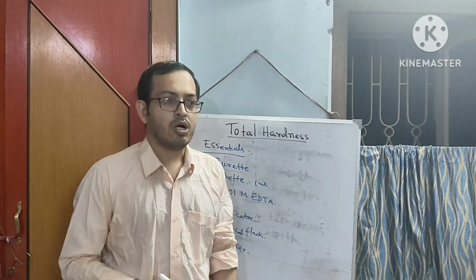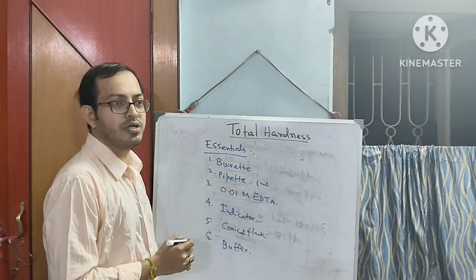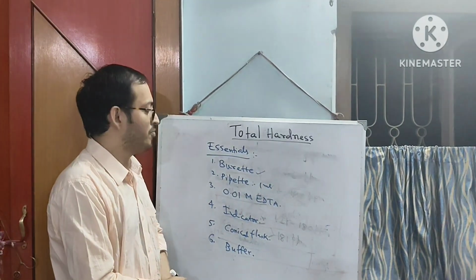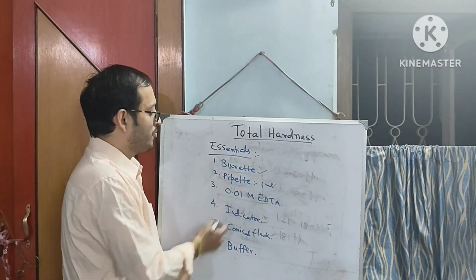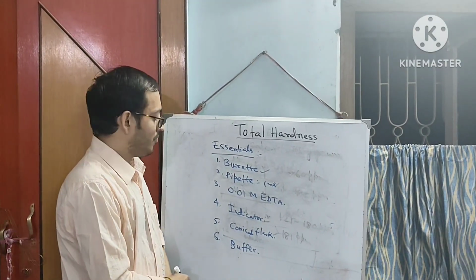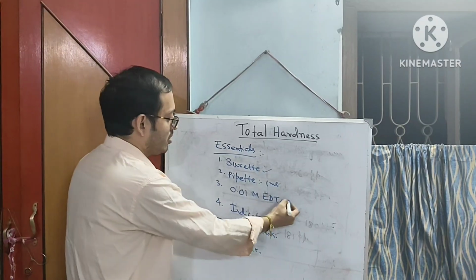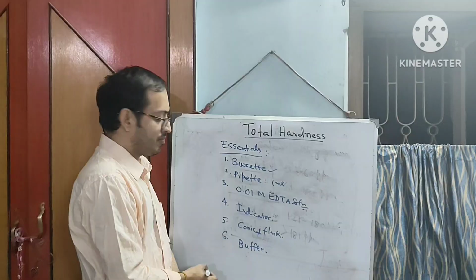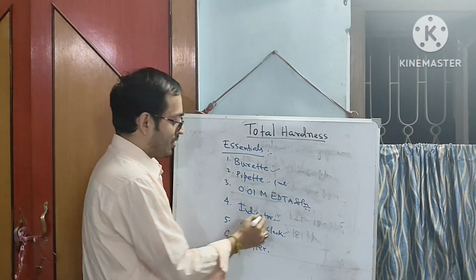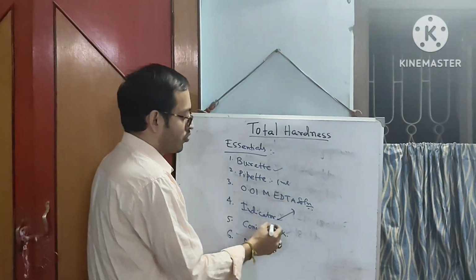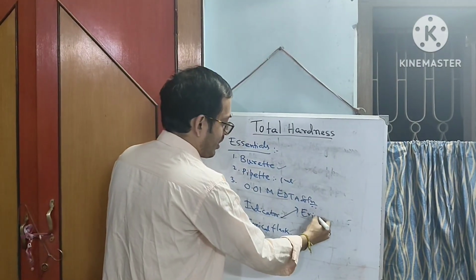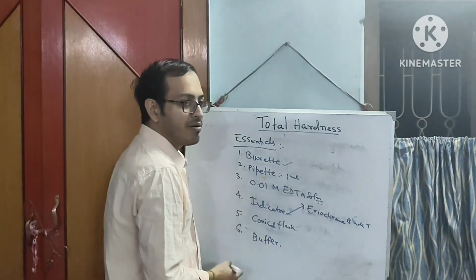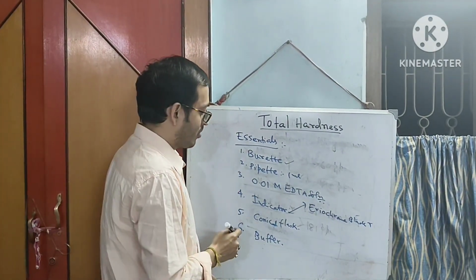For the titration, we need the following essentials. First, a 50 ml burette. We need a 1 ml pipette, EDTA solution, 0.01 molar. Indicator: for total hardness, we need Eriochrome Black T indicator, a very small amount.